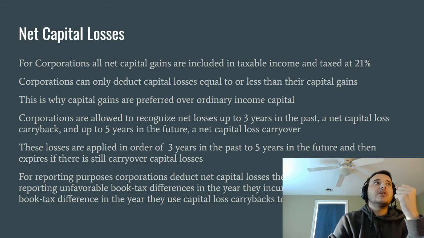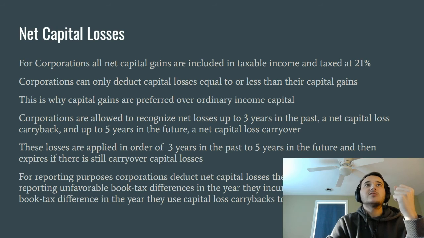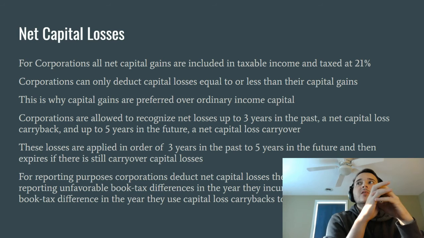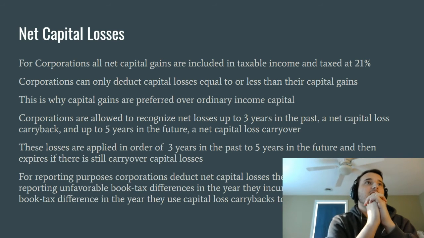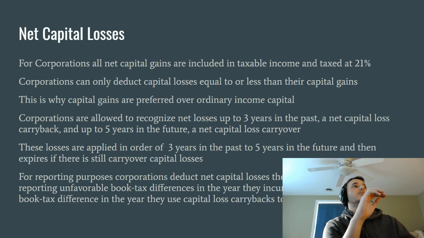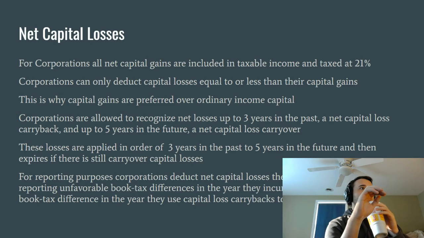Next, we'll be going over net capital losses, and this is for corporations. All net capital gains are included in taxable income and taxed at the base rate of 21%. Corporations can only deduct capital losses equal to or less than their capital gains. This is why many companies prefer capital gains over ordinary income.